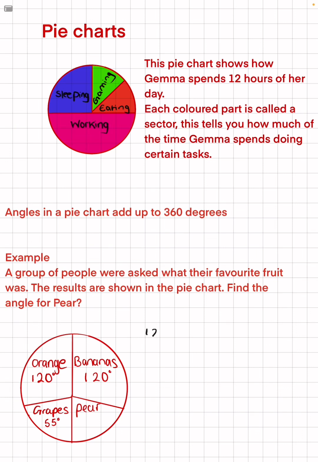So 120 plus 120 plus 55 equals 295 degrees. Angles in a pie chart add up to 360 degrees. So we can do 360 minus 295, and this gives us 65 degrees. So the angle for pear is 65 degrees.